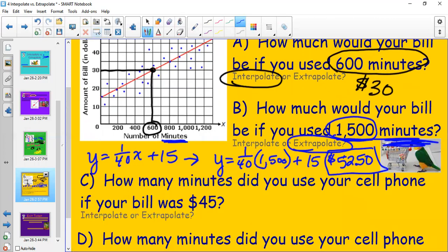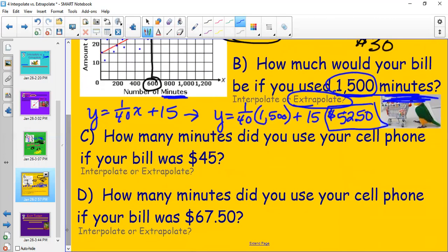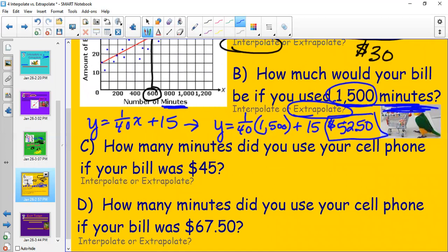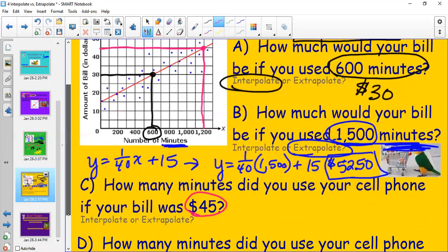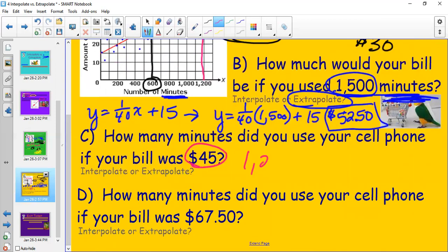All right. We have our last two. Feel free to pause here and see if you can figure out the information on your own. This time we're going to be given the money and trying to figure out how many minutes we were on the phone. Okay, so let's start. $45. We can use our graph on this one. That's always nice to use our graph. Hit right there on our line, go down. That was 1,200 minutes. It was inside our data, so that is interpolation.